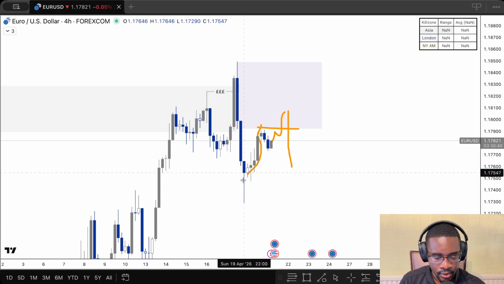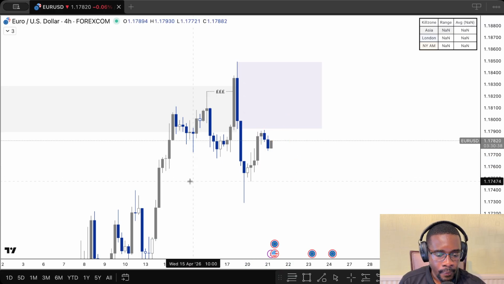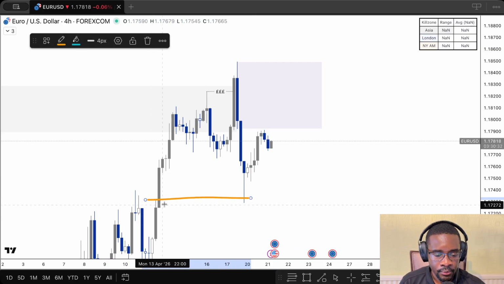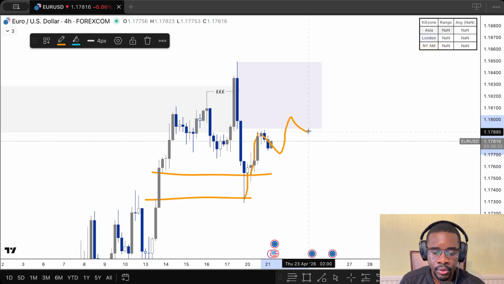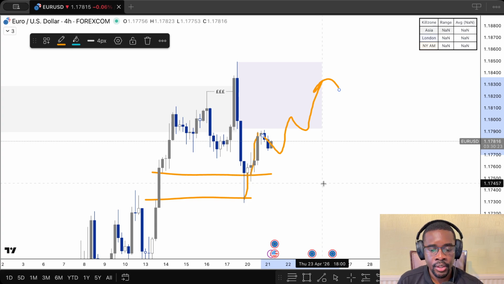On the flip side, here we had a strong aggressive push, and then here we mitigated or filled this fair value gap, had a strong reaction, and now we could be pushing to the upside.